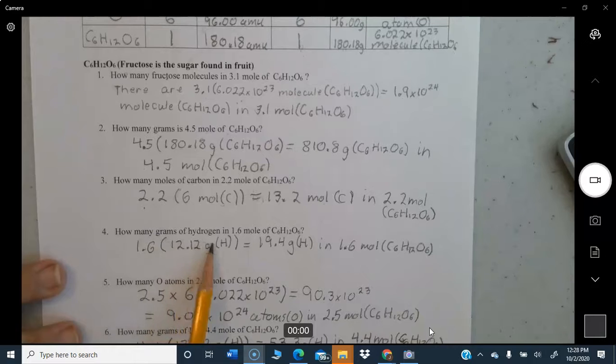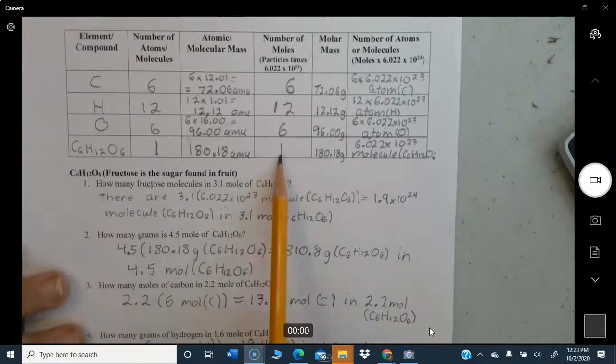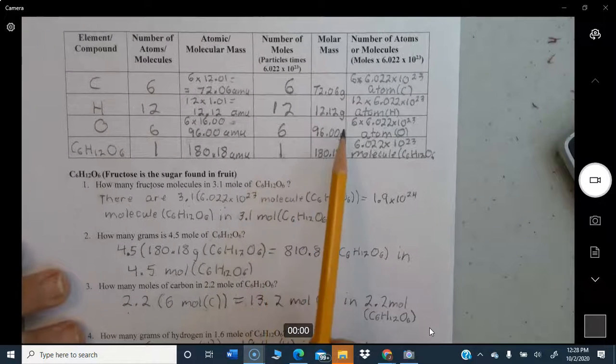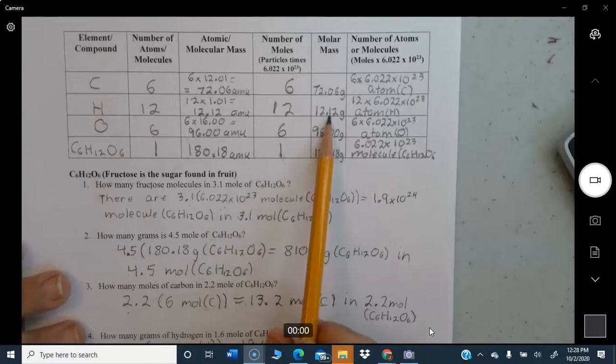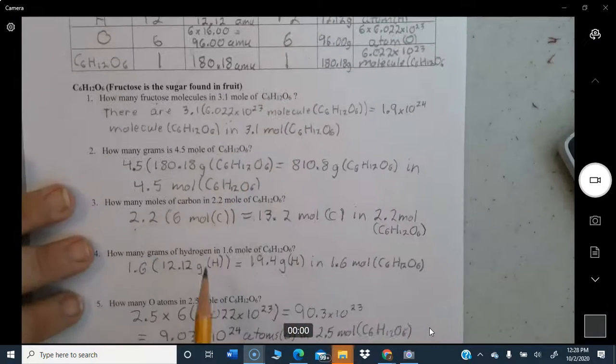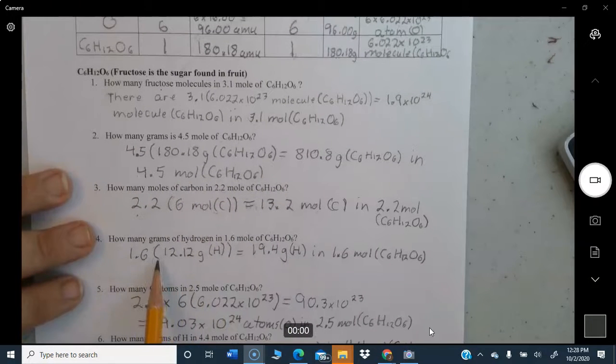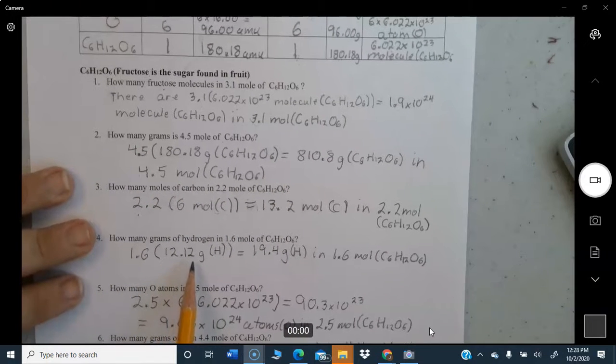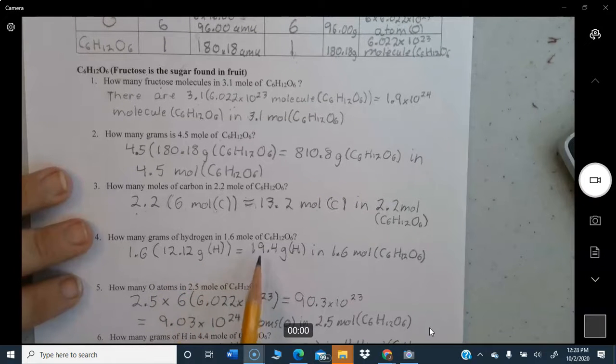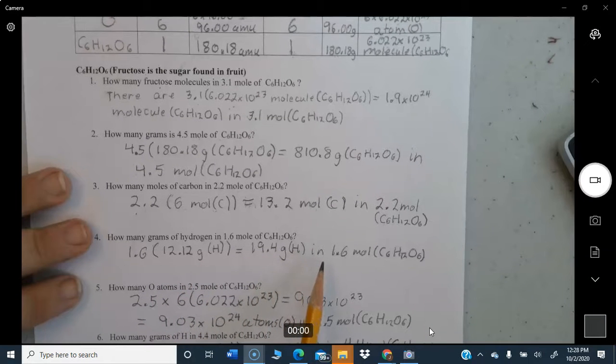How many grams of hydrogen in 1.6 moles of fructose? Again, in 1 mole of fructose, there's 12.12 grams of hydrogen. So if you're interested in 1.6 moles, then you'd have to multiply 1.6 moles times 12.12 grams of hydrogen, and that would give you 19.4 grams of hydrogen in 1.6 moles of fructose.